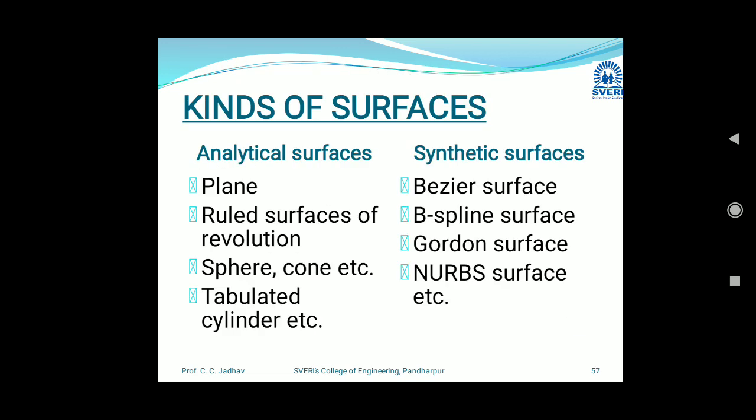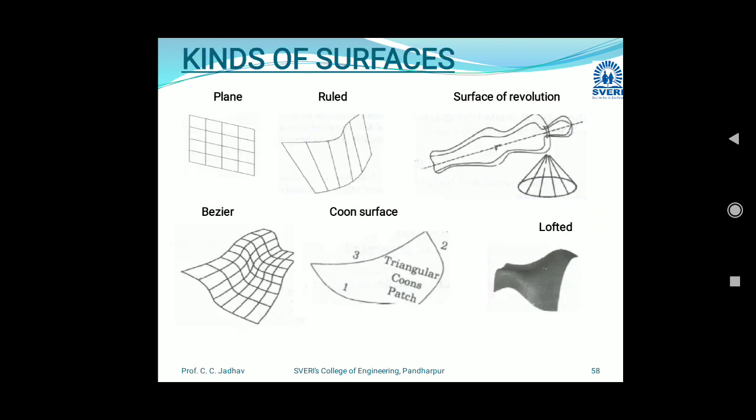There are some types of surfaces, analytical and synthetic. In analytical: plane, ruled, sphere, tabulated cylinder; and synthetic: Bezier, B-spline, Gordon, and NURBS. We'll see them one by one. You can see the different surfaces here. First, plane surfaces. This is the simplest surface form. It requires three non-coincident points to define an infinite plane. So this is the first surface.